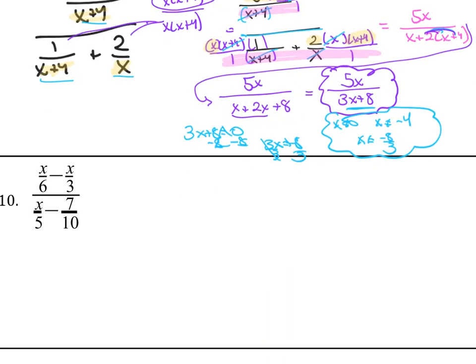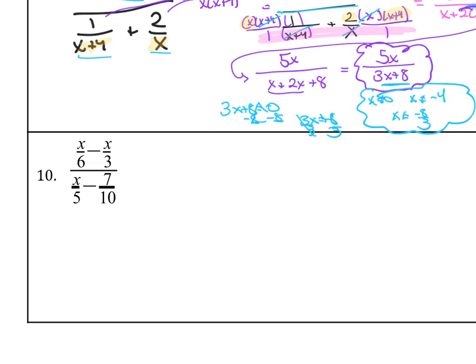So let me try one more example. Number 10. We have x over 6 minus x over 3, and x over 5 minus 7 over 10. Now in this case, I would say because there are 4 different denominators, there's a lot of them, we could use method 1 because method 1 is the nicest. That way we're not finding the LCD for all 4 of these denominators. We're only having to deal with the numerator and then dealing with our denominator separately. So in this case, let's deal with our numerator first.